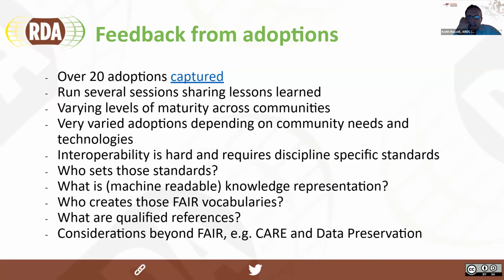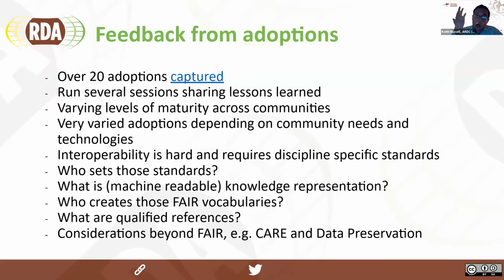What we've especially learned in that process is that there's very varying levels of maturity across communities. It really depends on what sort of research community you're talking to, where they're at in being able to address FAIR. Very varied adoptions depending on community needs and especially technologies. In some fields, people are much more advanced. There's much more agreement within the community, what the standards are, what the formats are, what the vocabularies or ontologies are. In other areas, that's still much less mature and there's much more work to be done.